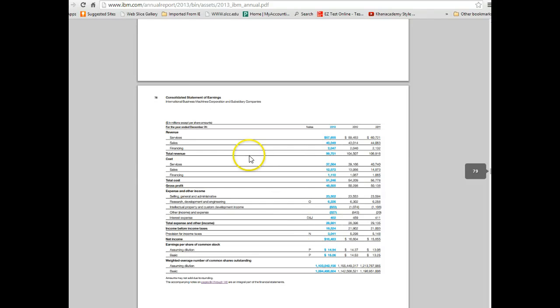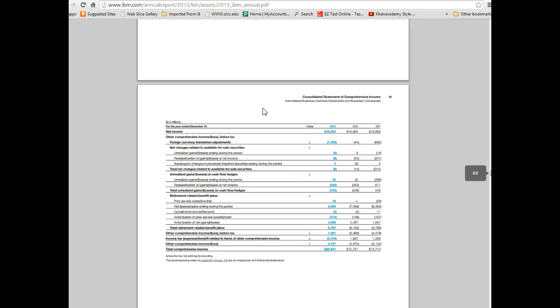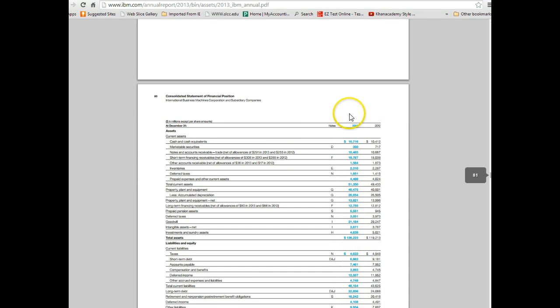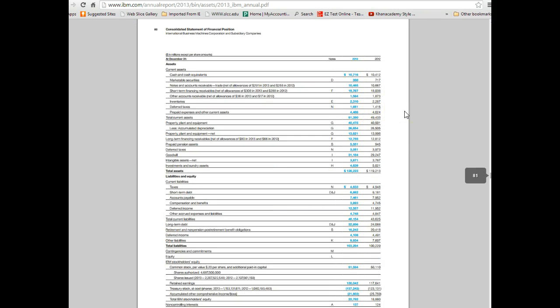Now our financial statements: a consolidated statement of retained earnings, our statement of comprehensive income, our consolidated statement of financial position. You would know this as the balance sheet. Consolidated just means that they have ownership of 50% or more in some entities, and so all of it's consolidated. Well, here's IBM's balance sheet.